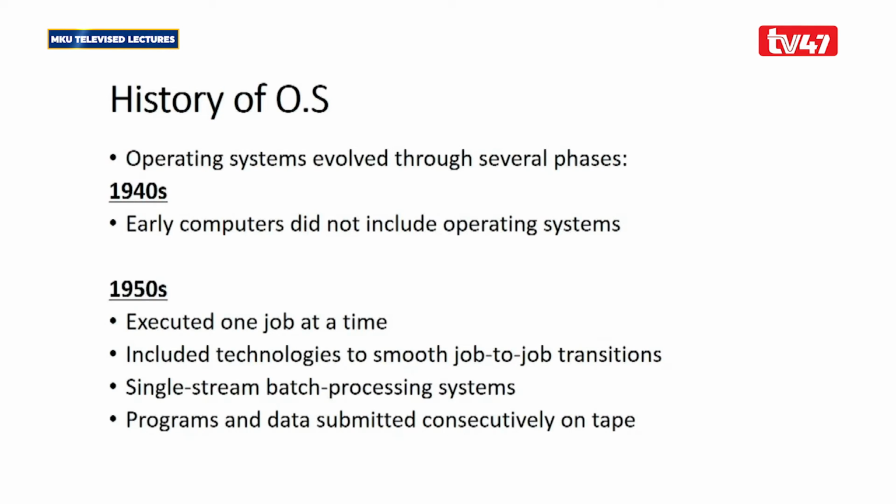Then it had a single stream batch processing system whereby it accumulated tasks, then executed them. Then we have programs and data submitted consecutively on a tape. Now, the computers of this time used punch cards and paper tapes for input and output. So the processing was submitted consecutively on a tape.